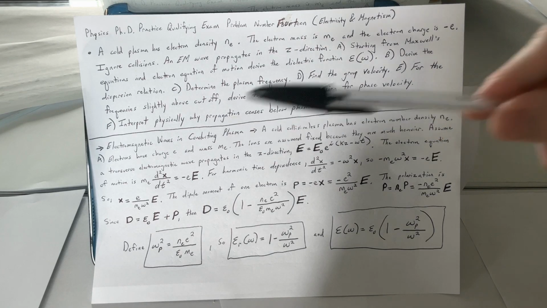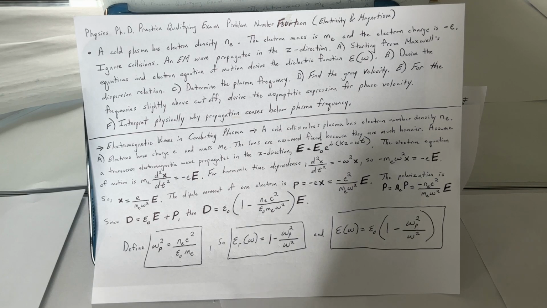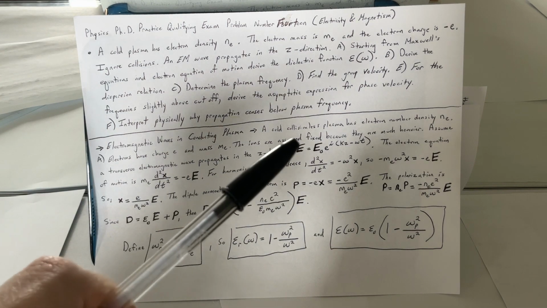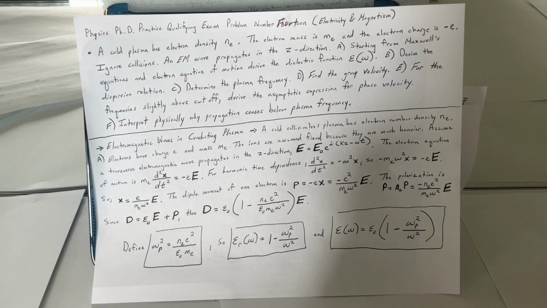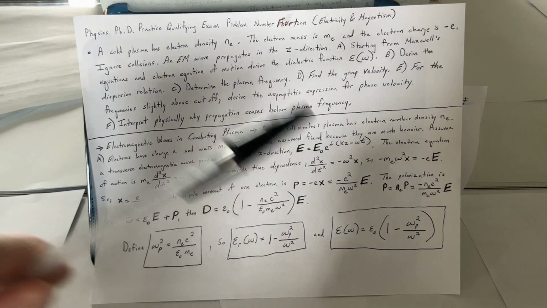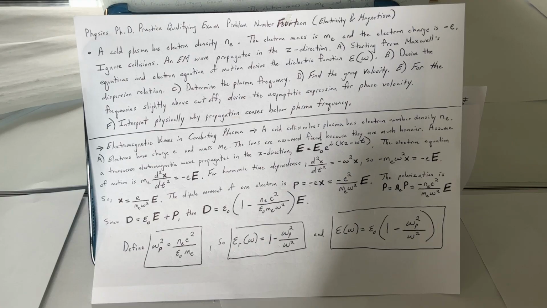Okay, so electromagnetic waves in conducting plasma. For part A here, we could say a cold collisionless plasma has electron number density n sub e, and electrons have charge e and mass m sub e. Ions are assumed fixed because they are much heavier. So we assume a transverse electromagnetic wave propagates in the z direction, and E equals E naught e to the i(kz minus omega t).